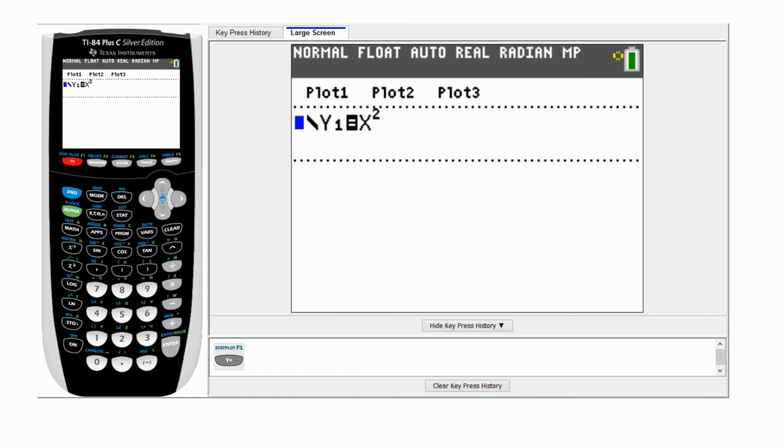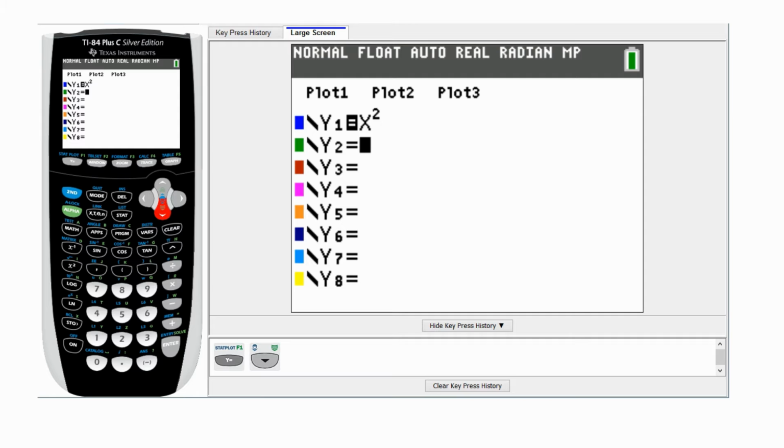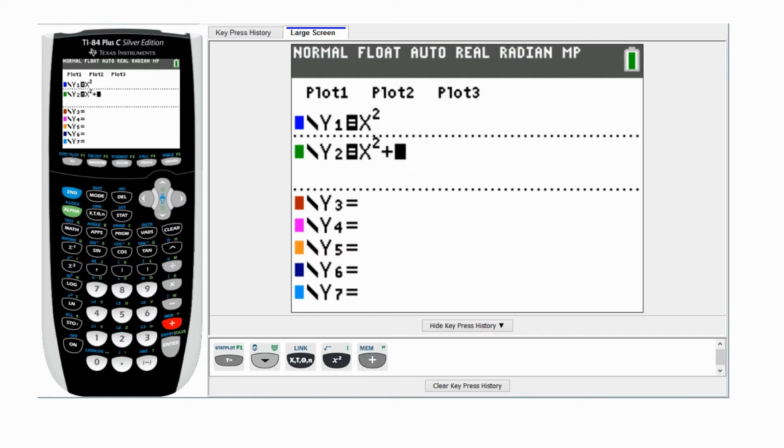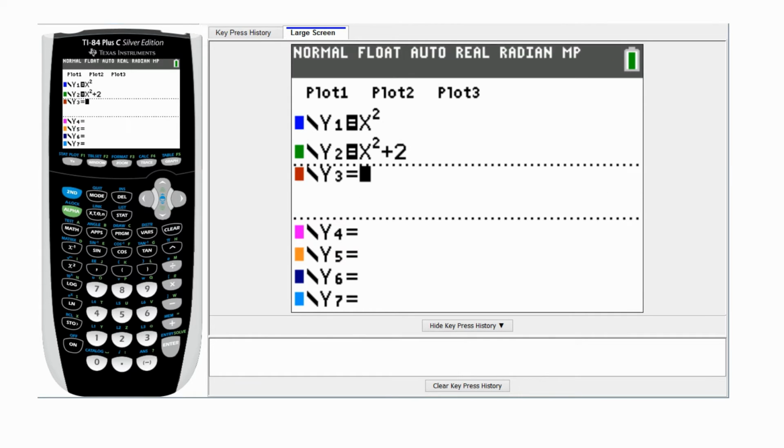going to y equals, we have our x². Go down and we want to type in x² + 2. Moving down, x² + 5. Now we're ready to graph.